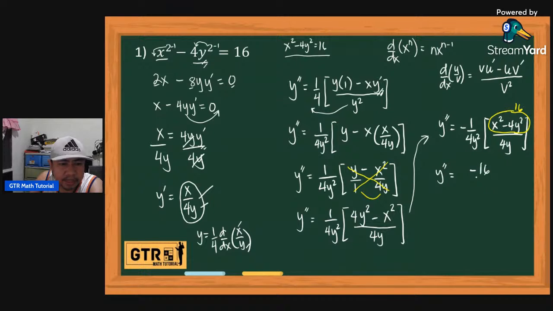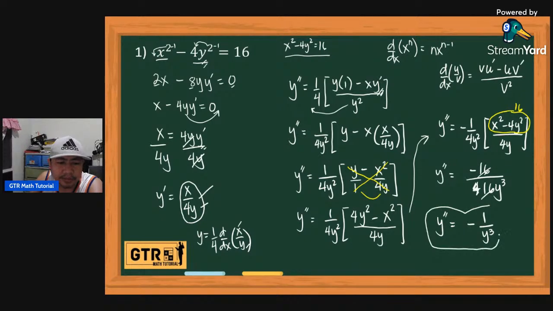So we have negative 16 over 4 times 4, so that is 16. Y squared times y, so that is y cubed. So therefore, the second derivative is equal to, so cancel out 16, we have negative 1 over y cubed. So this is the final answer. Second derivative is negative 1 over y cubed. Okay, so next example.